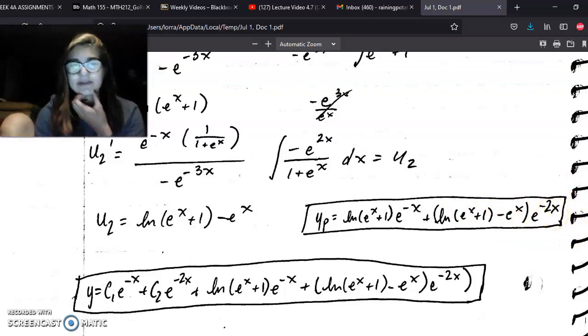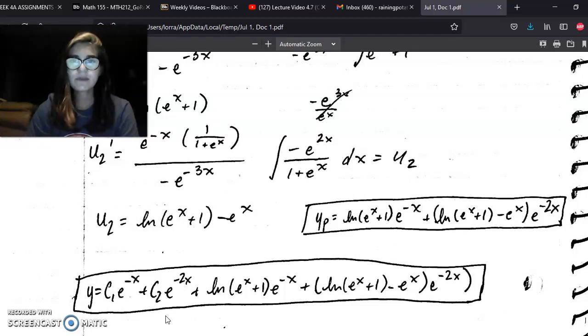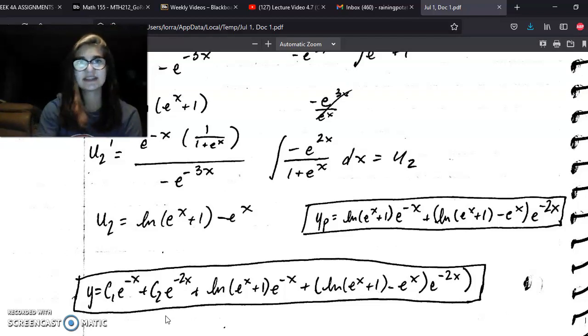And then in order to find y, you just combine those two answers to get y is equal to c1 e to the negative x plus c2 e to the negative 2x plus ln of e to the x plus 1 times e to the negative x plus ln of e to the x plus 1 minus e to the x, all times e to the negative 2x.